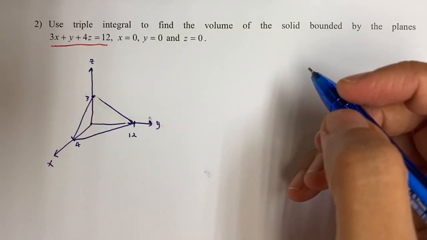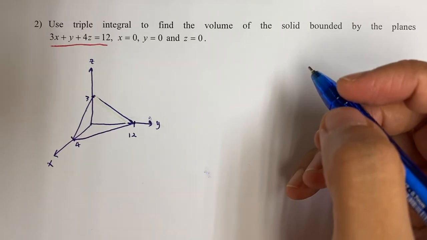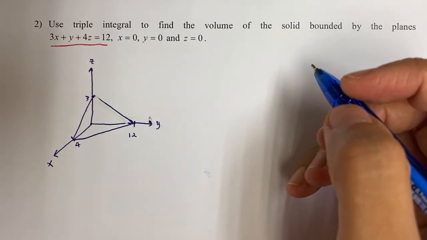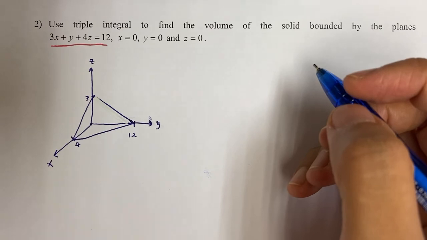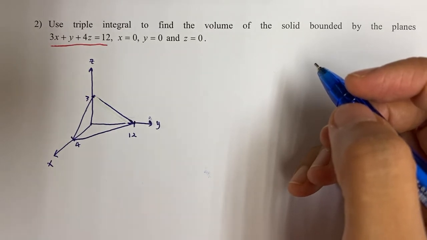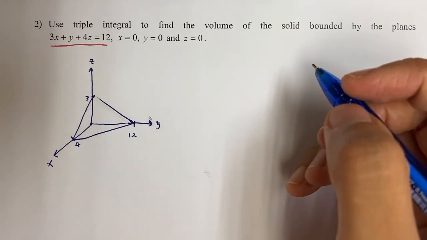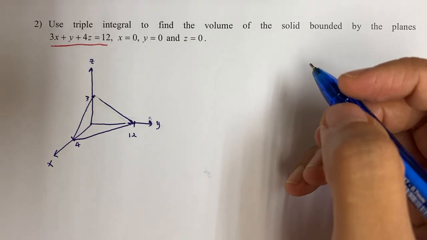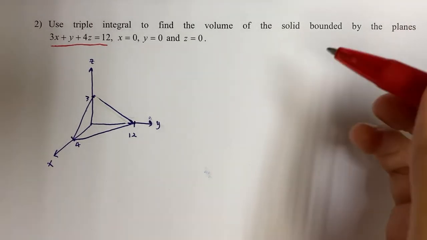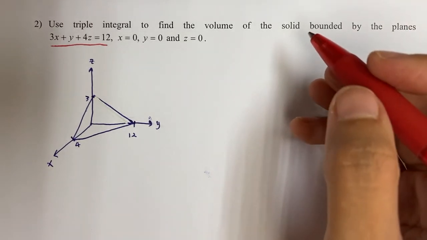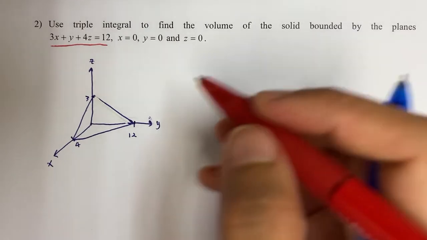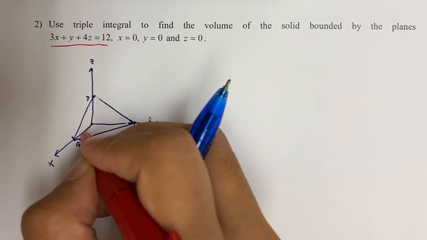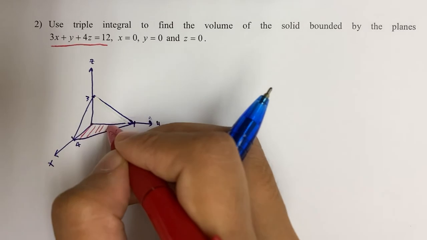For this example, they will not mention whether you need to solve using a type 1, type 2 or type 3 region, so you decide yourself. For this time, I will use a type 1 region, where my base is x and y. So this will become my base.